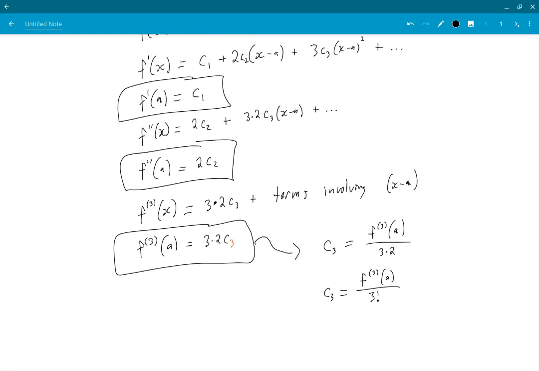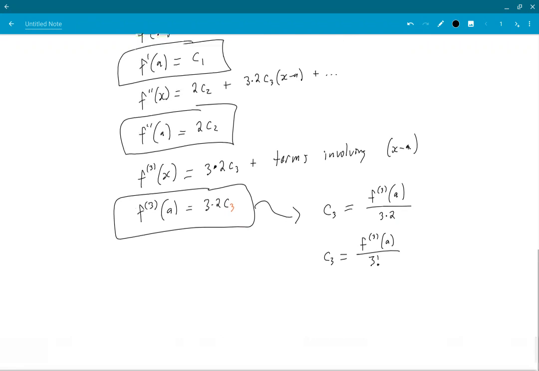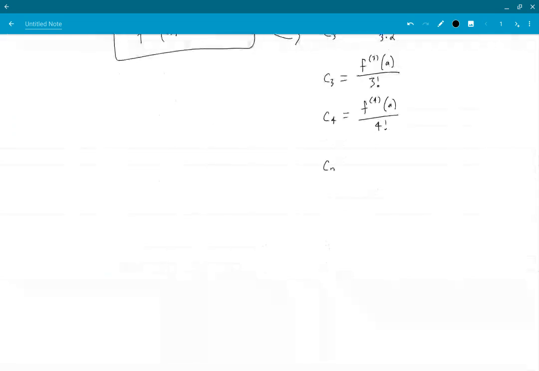Now, if you think about it, C4 will be the fourth derivative of f at a divided by 4 factorial. And in general, Cn will be the nth derivative with a plugged in, all divided by n factorial.